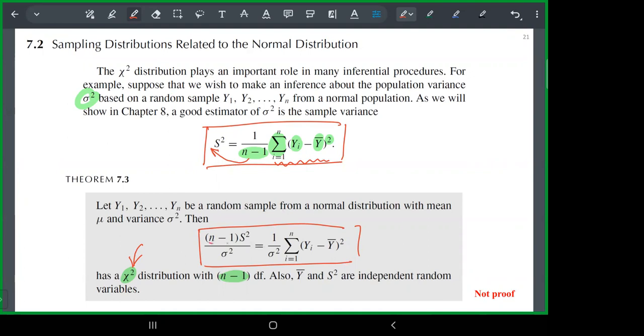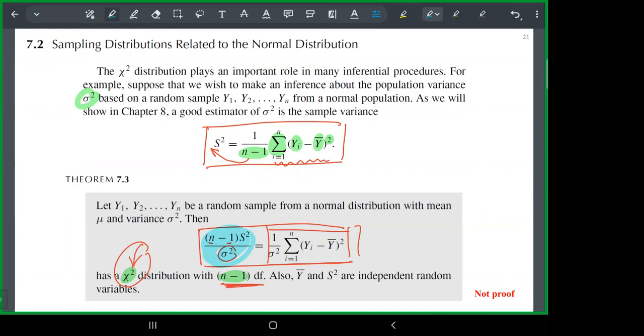The (n minus 1) S square over sigma square here represents this one right here: the summation of (yi minus y bar) the whole thing squared, divided by sigma square. We already knew that this will be a chi-square distribution with n minus 1 degrees of freedom. That's why I am after this over here, because I know the behavior of (n minus 1) S square over sigma square is a chi-square distribution with n minus 1 degrees of freedom.